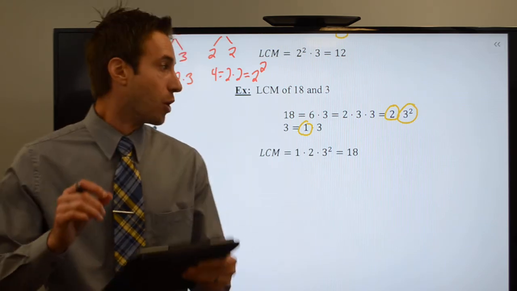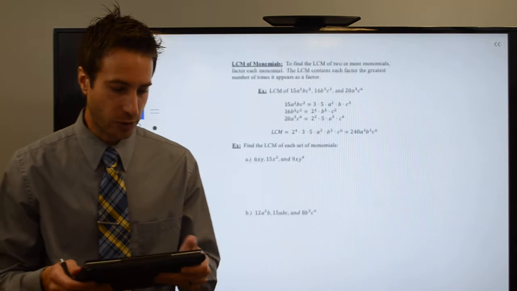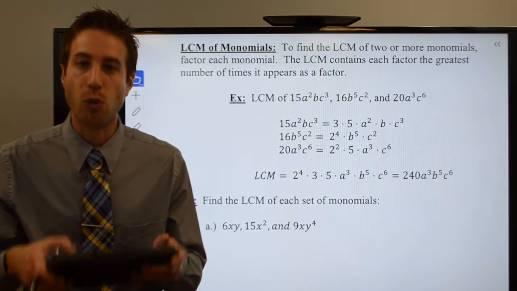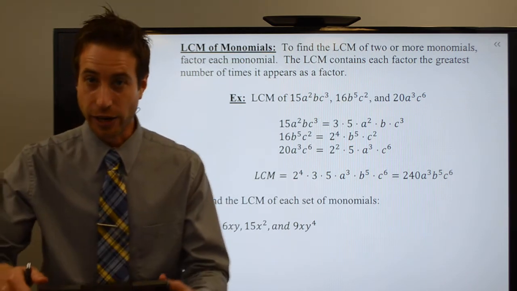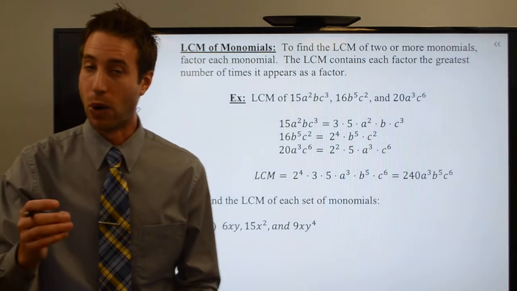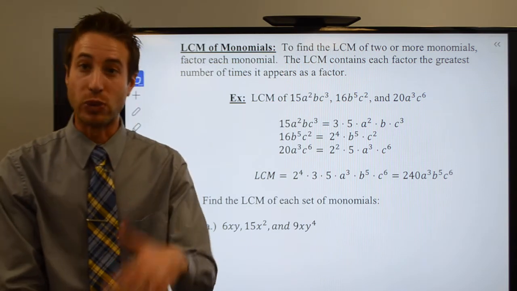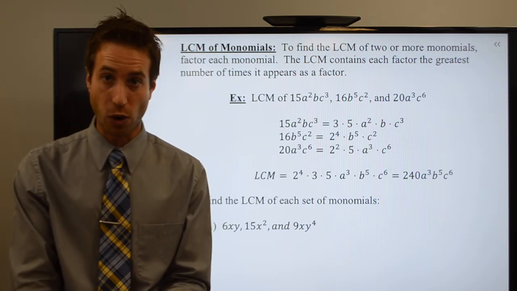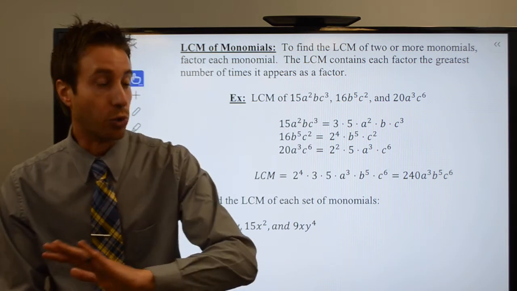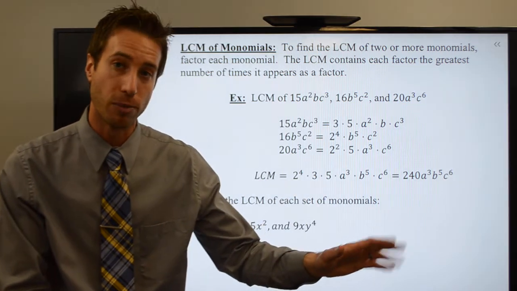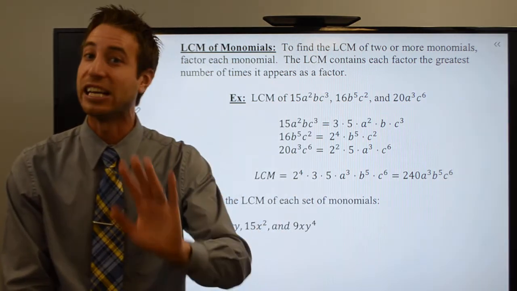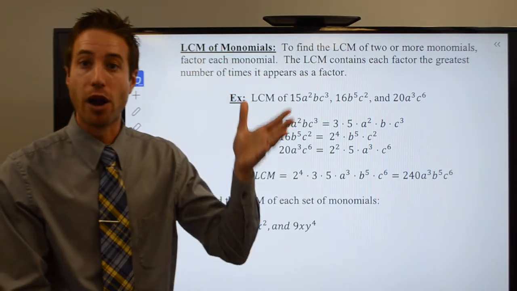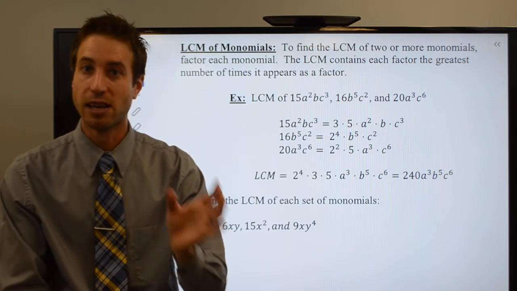All right, if you just flip over here real quick to the next page of the notes, how does that apply to what we're going to do here in Algebra 2? Well, we're going to be dealing with variables, because it's algebra. So the simplest form of this is going to be a monomial. We'll get to the more complicated polynomials like binomials and trinomials in just a second. But let's start simple: the LCM of a monomial, something that contains variables.